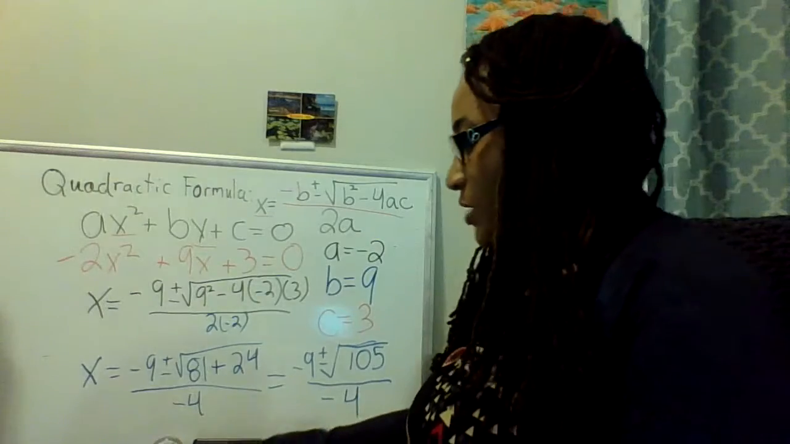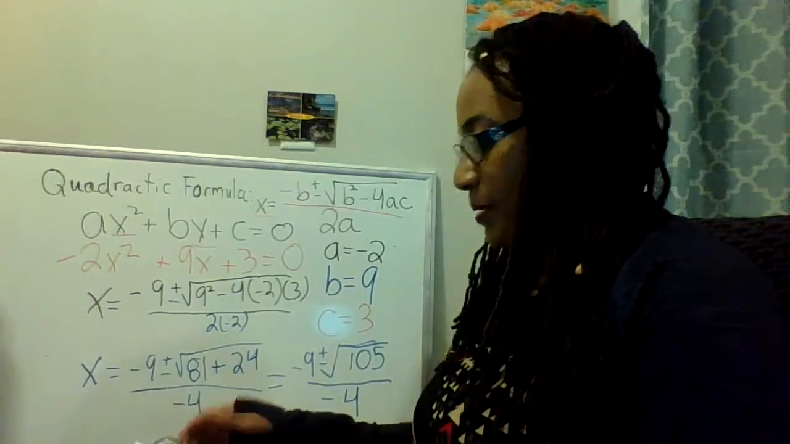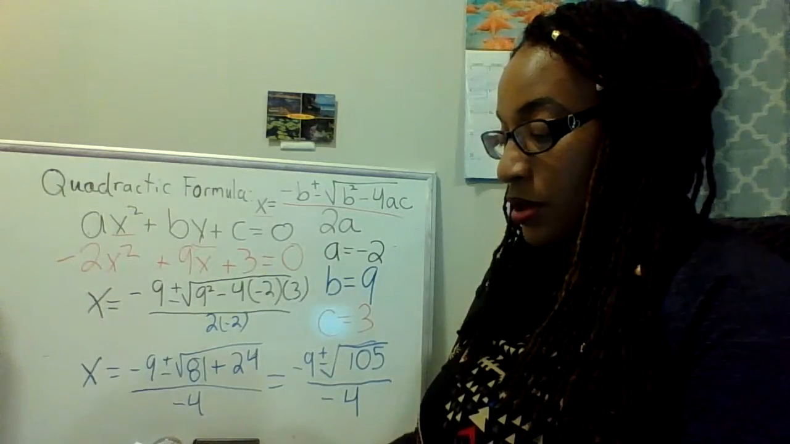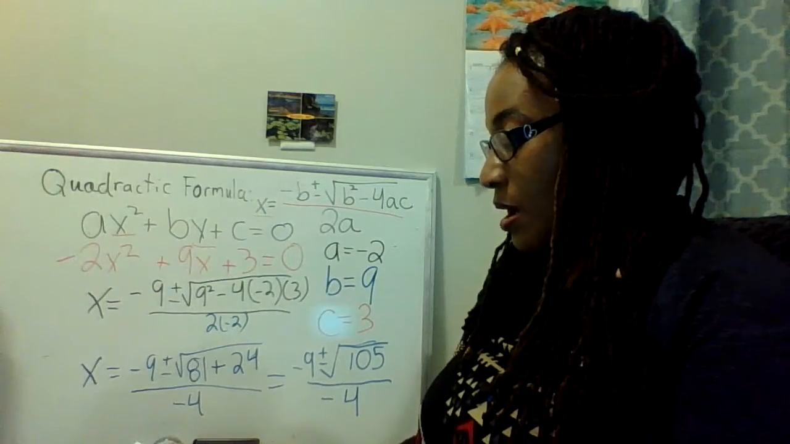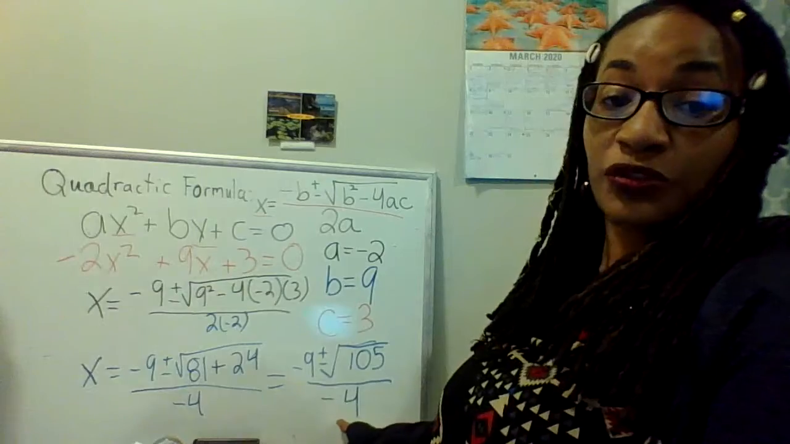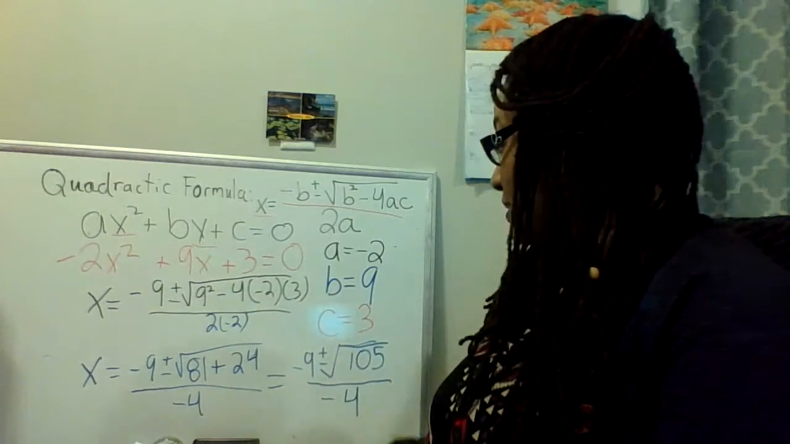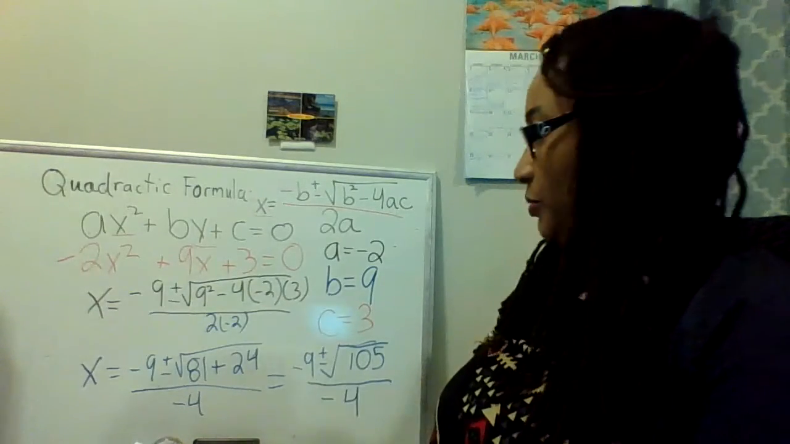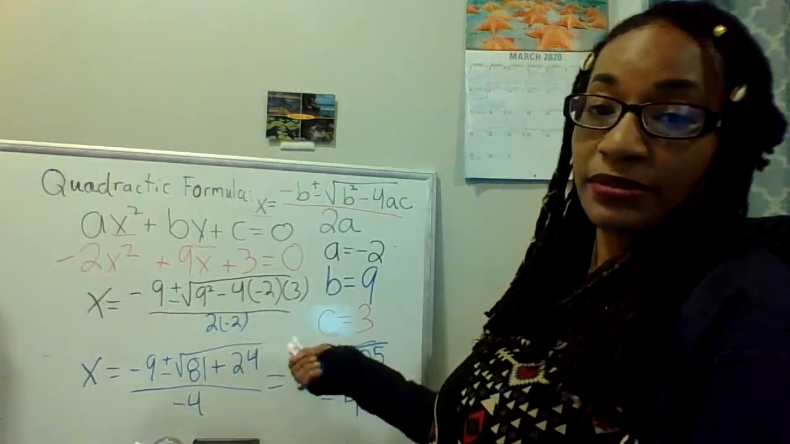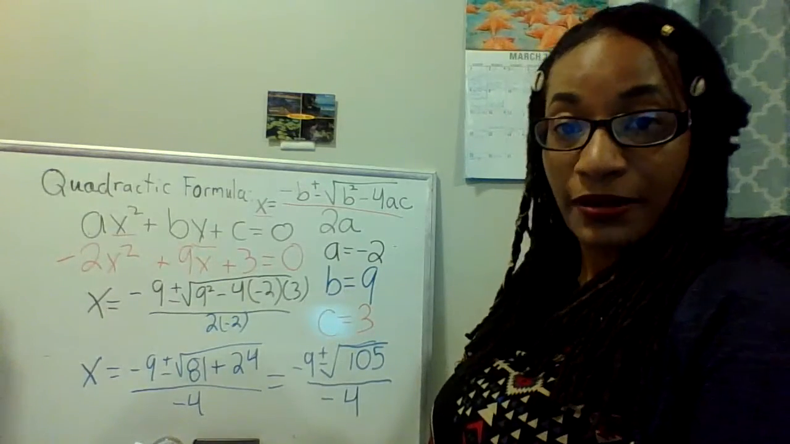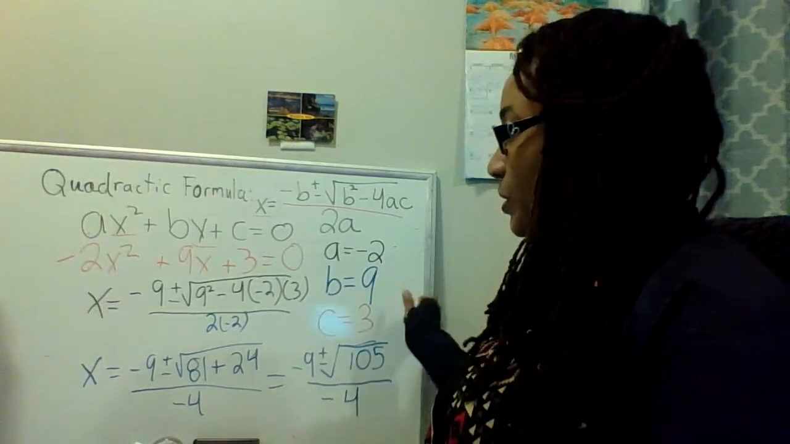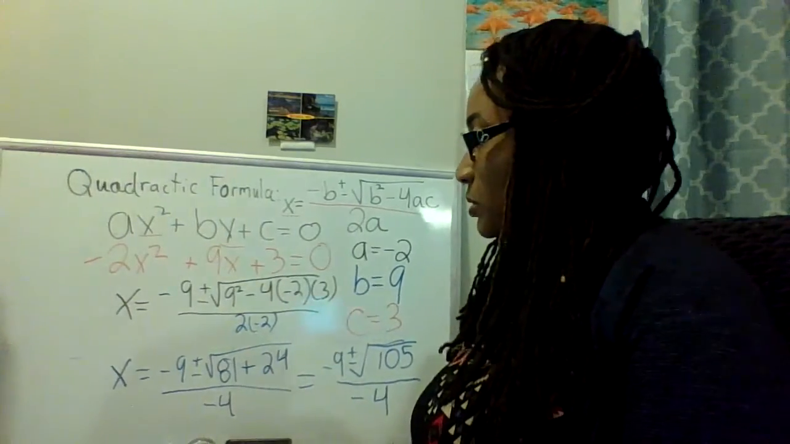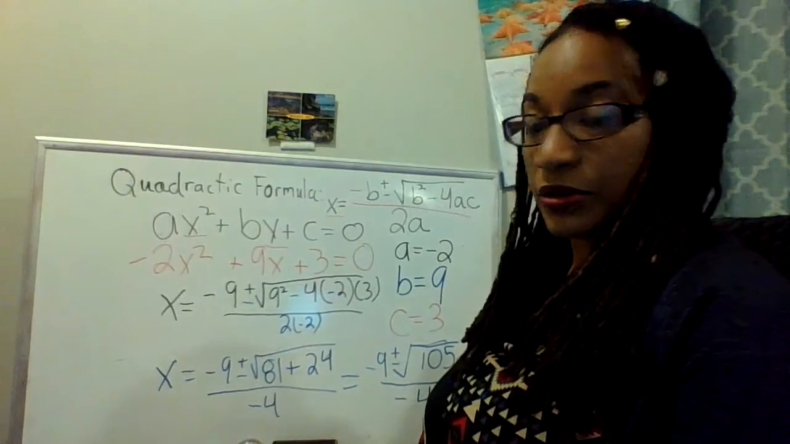Okay? Or actually, I'll just show you on this paper. So I have -9, divided by -4. That's going to automatically make this a positive, because a minus divided by a minus equals a positive, okay?